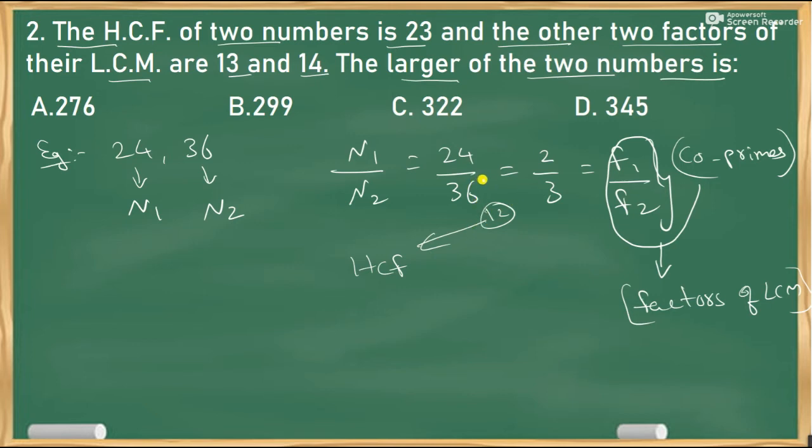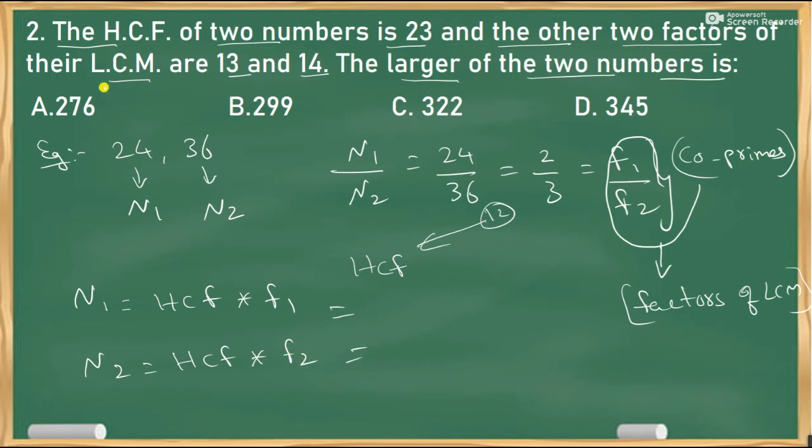When you take the ratio of any two numbers, the HCF gets cancelled. So whatever is left out are the factors of LCM. So from this I can easily write N1 is nothing but HCF into F1. Clear? And similarly N2 can be written as HCF into F2.